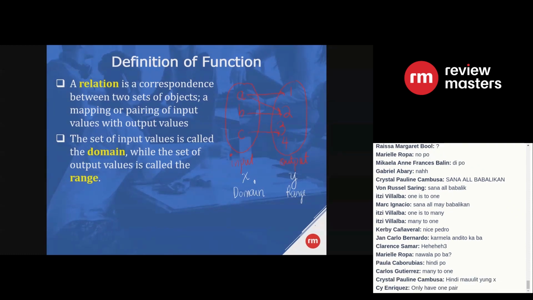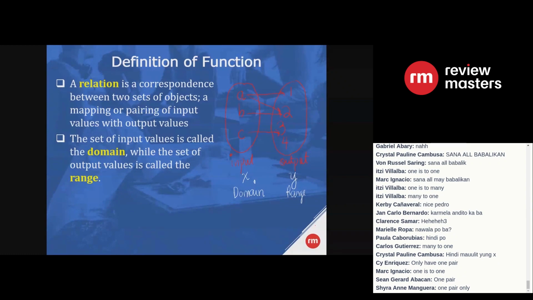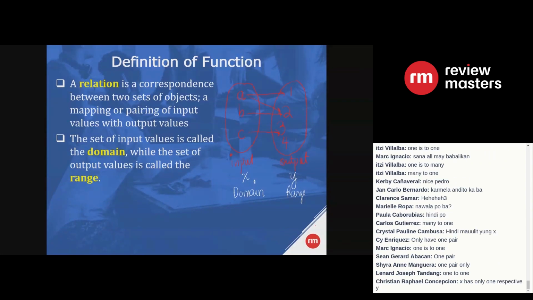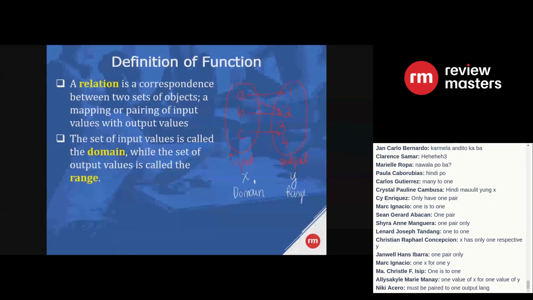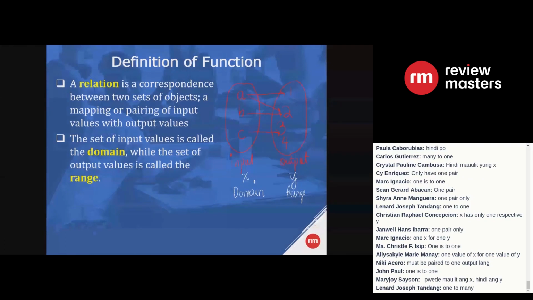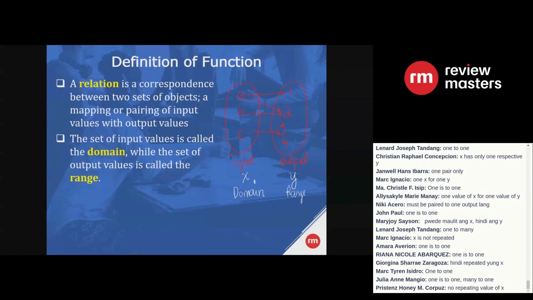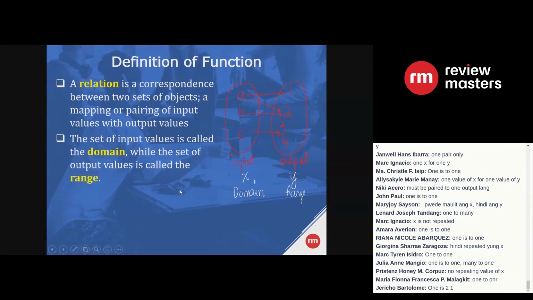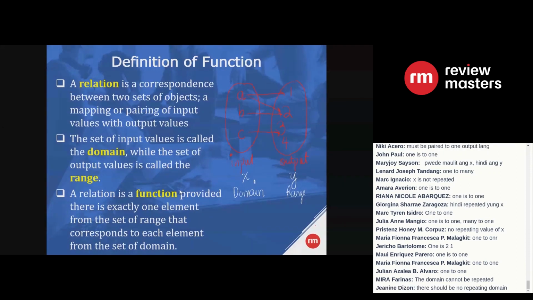Many to one. Isa lang yun sa mga posibleng maging functions. Only one pair. Hindi mauulit yung x. Correct. One pair only. Each x has only one respective y. This is correct. From Christian. Ito yung, I think, holistic na sagot. Only one y for every x. Okay. So we define a function as a relation wherein there's only one y value for each x value. Ibig sabihin, yung bawat x value ay stick to 1.